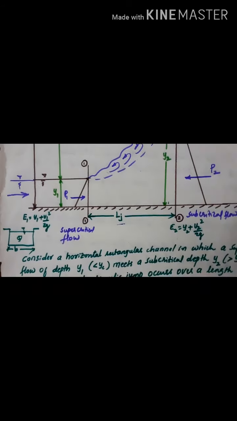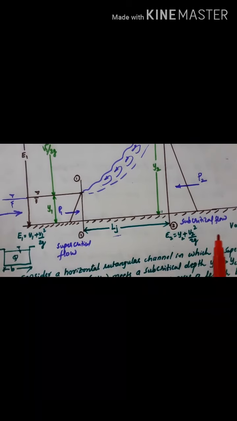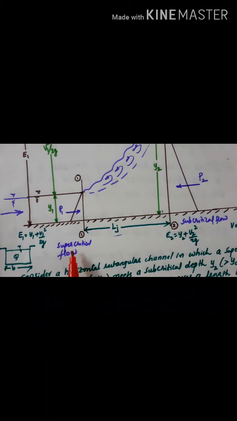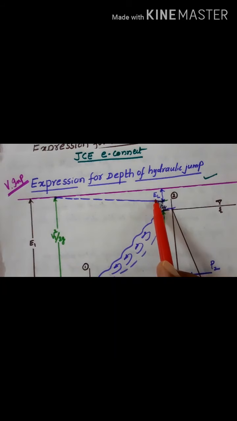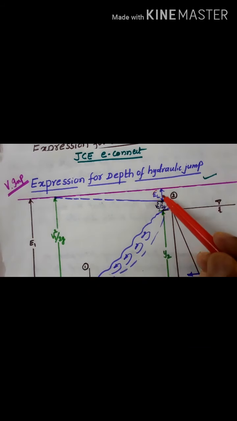Because of the hydraulic jump, when the flow goes from supercritical flow to subcritical flow, there will be a jump. Because of the jump, a large turbulence is created in that region, and because of that there will be an energy loss, EL.